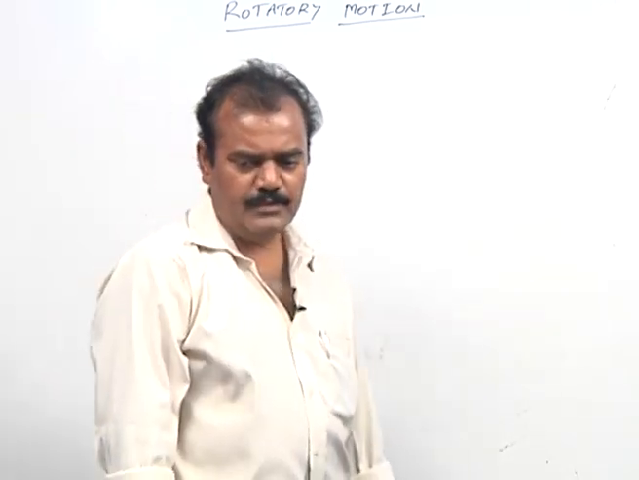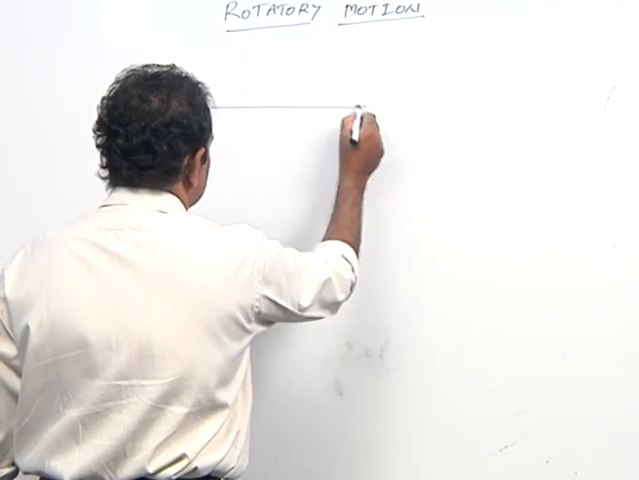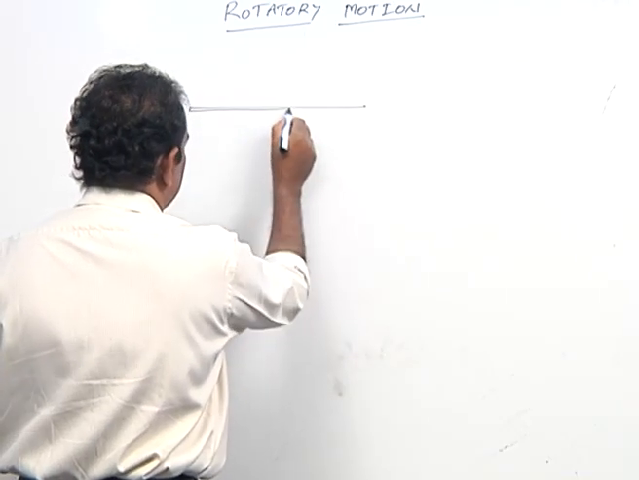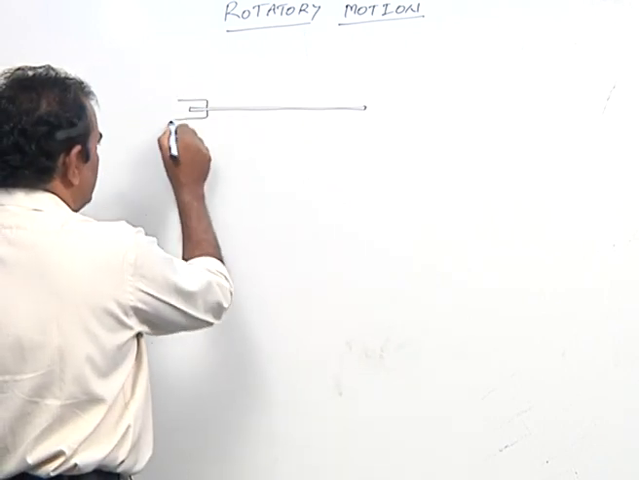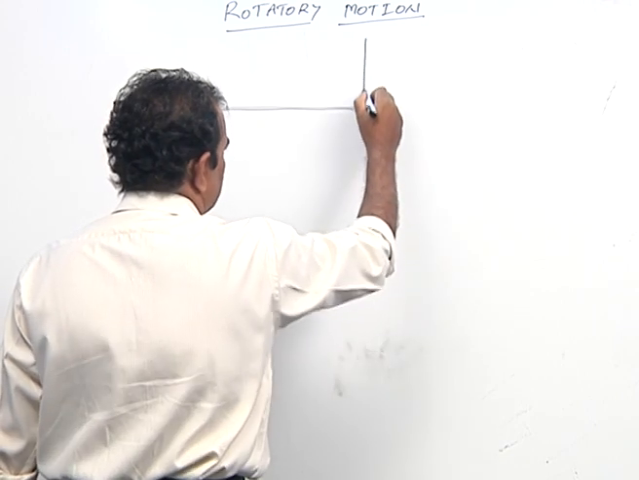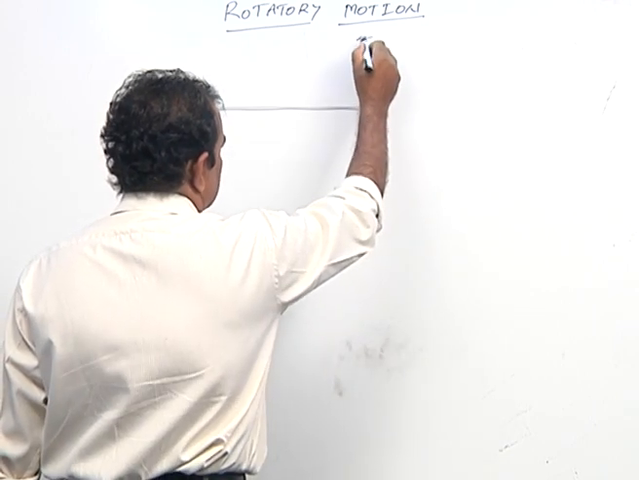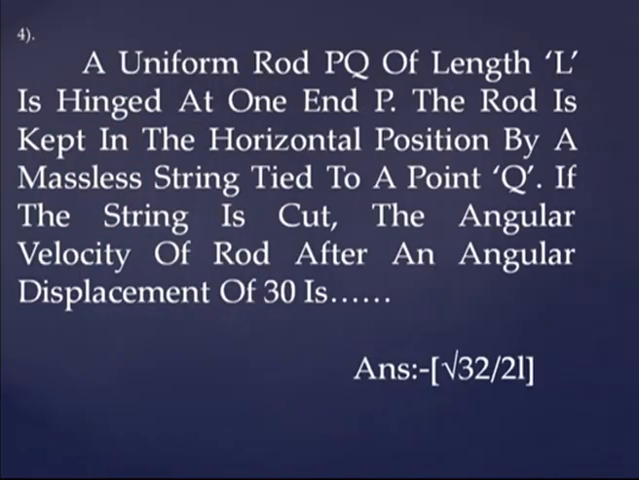So for the fourth problem, a uniform rod PQ of length L is hinged at one end P. The rod is kept in a horizontal position by a massless string tied to a point Q. So this is the rod PQ, hinged at one end P like this, and Q is here, tied to a string.